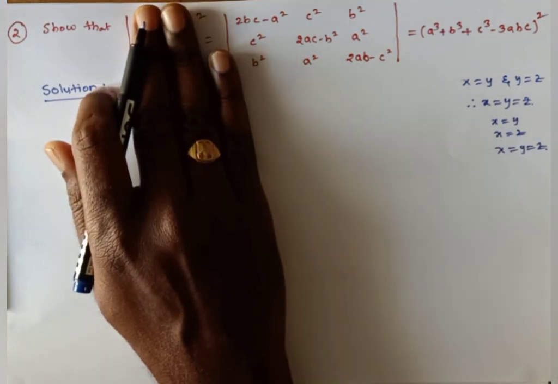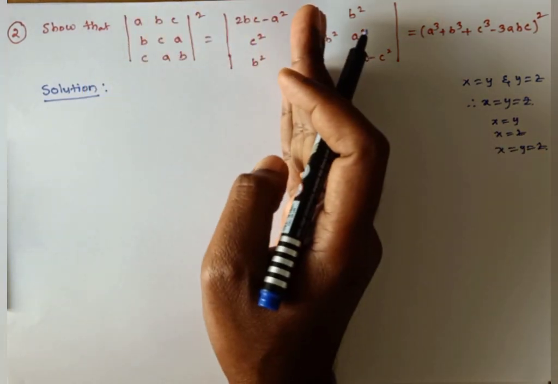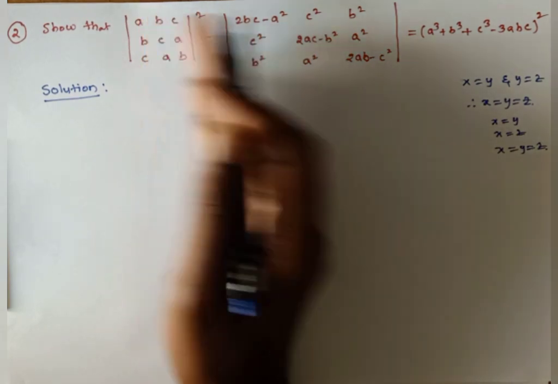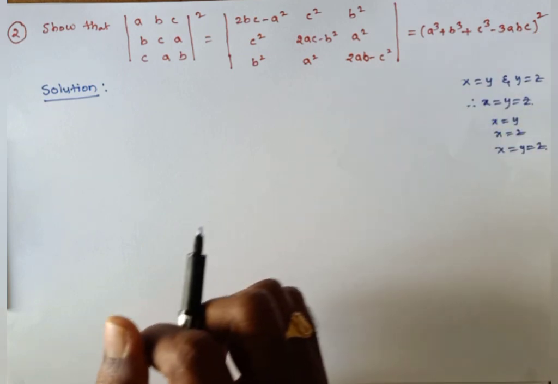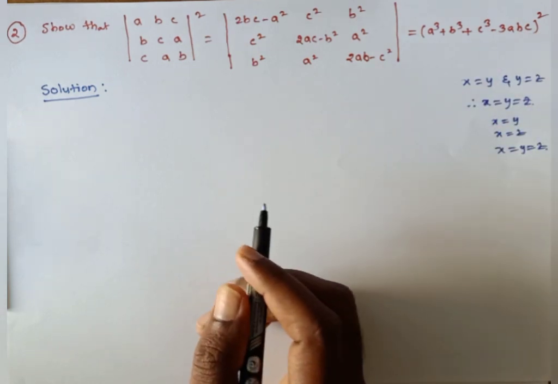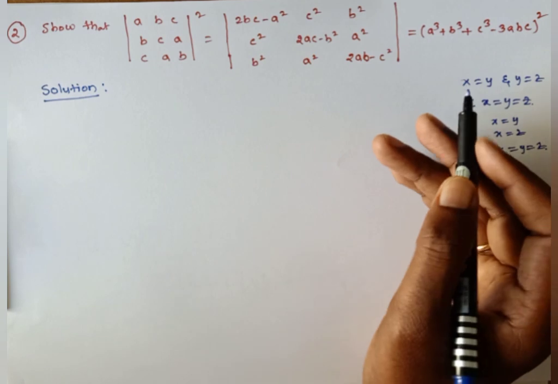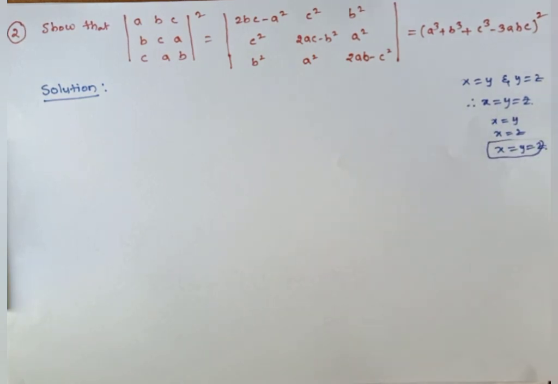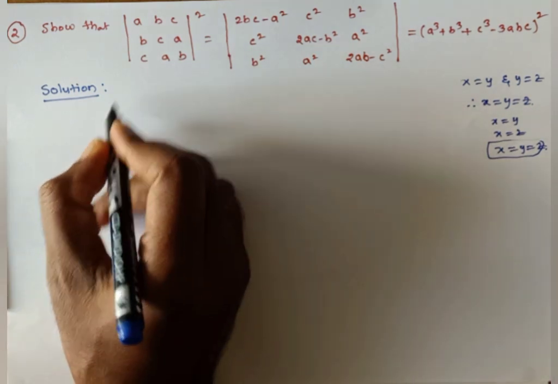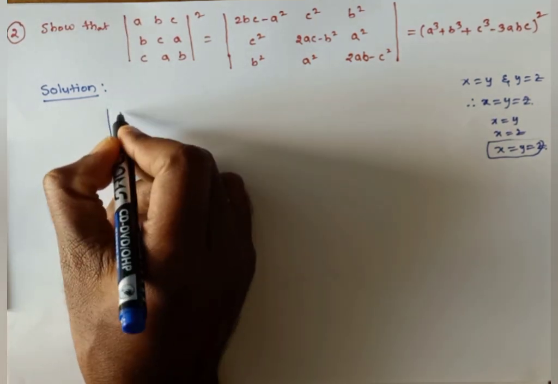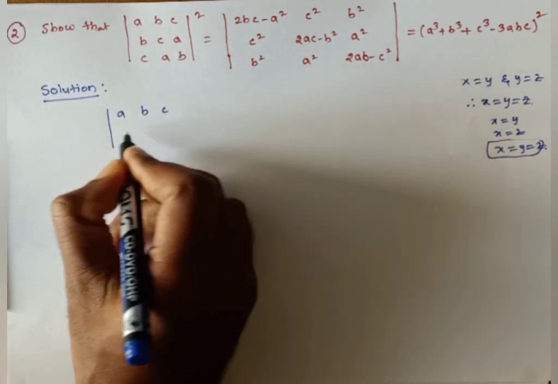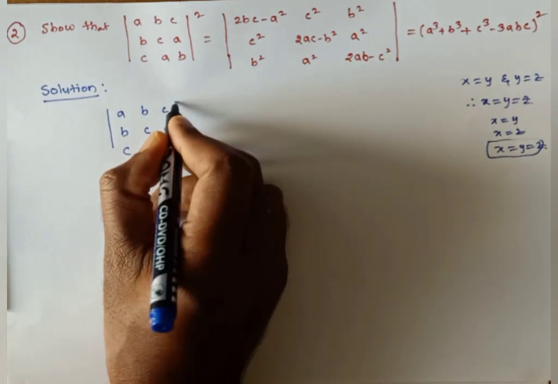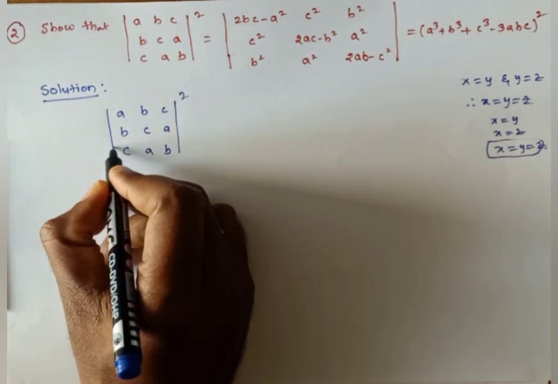Okay, so by taking this determinant, you need to show this part, and again taking this determinant, you may show A cube plus B cube plus C cube minus 3ABC whole square also. So finally we will conclude that x equals y equals z form. Now let us consider the given problem determinant, that is [A B C; B C A; C A B]. So this whole square is there.